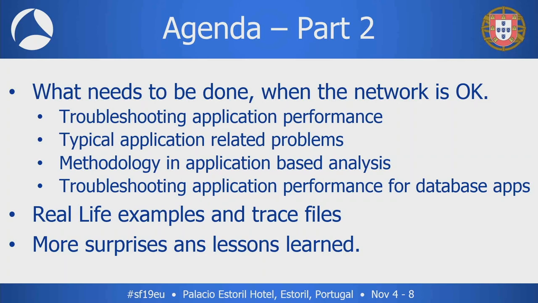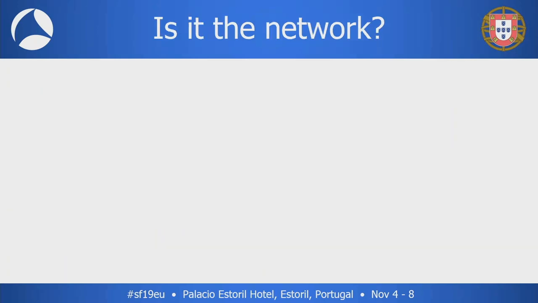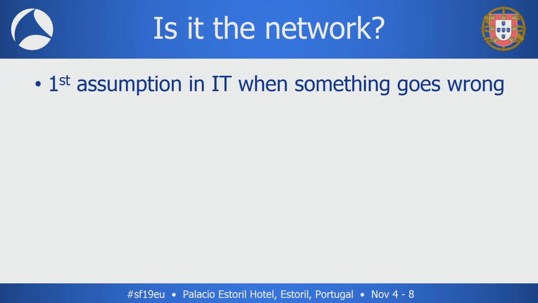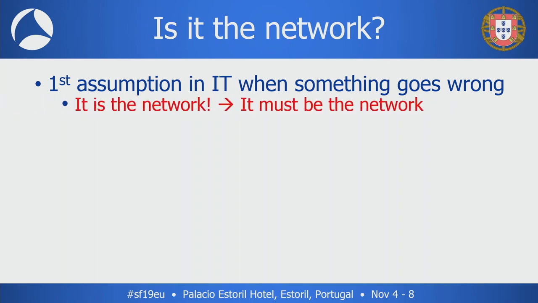So, is it the network? Yes or no? That's assumption number one. If something goes wrong, have you heard about it? Is it the network? Yes. Who's to blame? It's always the network. Why? I don't know. Have you ever heard of the sentence, your network is slow? Anyone? Are you getting annoyed with that?